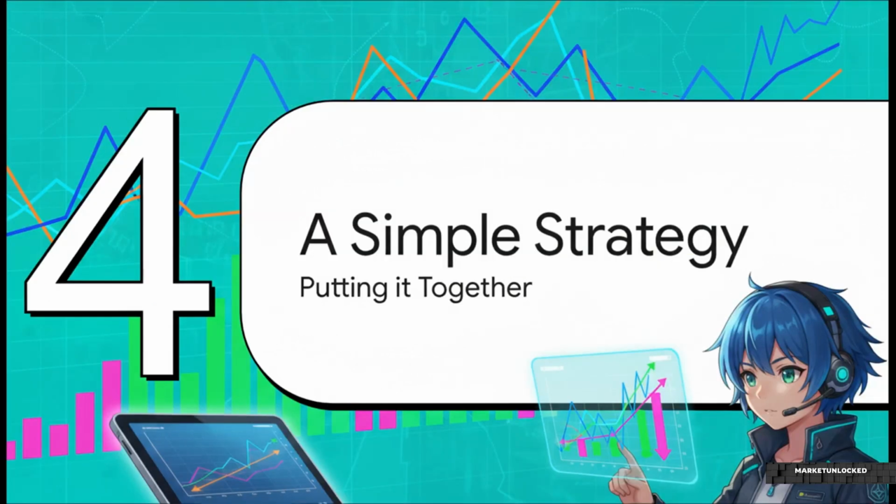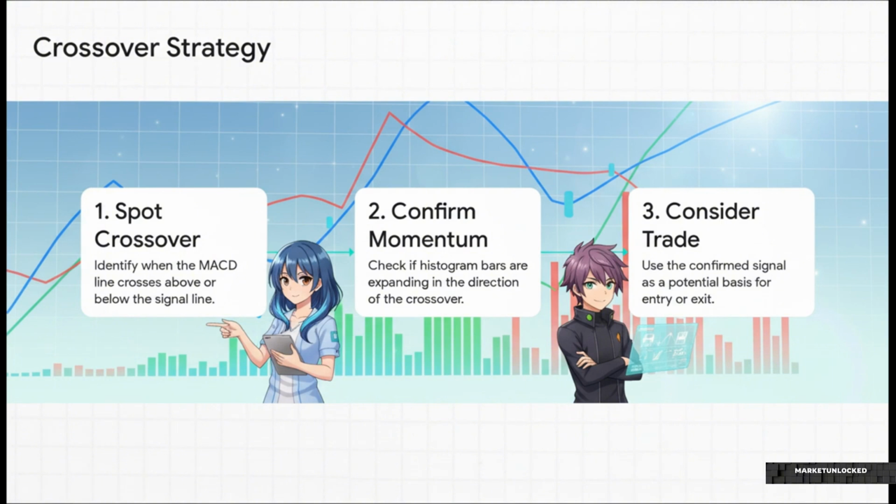Okay, so let's walk through a really basic strategy you can use to put all this knowledge into practice. Putting it all together is a pretty simple three-step process. First, you just patiently watch and wait to spot the crossover. Then, and this is critical, you look to the histogram for confirmation. Are those bars growing? Is momentum on your side? And only after you get that confirmation do you then consider making your move.